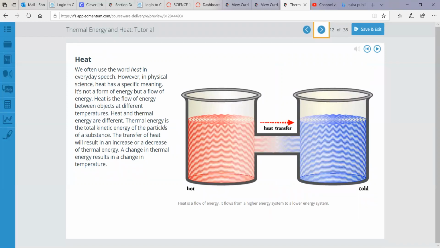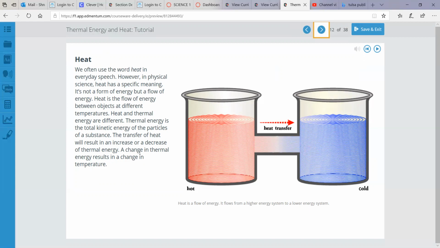And here's another word we use, heat. In physical science, it's much more specific. It's literally the transfer of energy. It's the flow itself. So heat is the flow of energy between objects at different temperatures. So this red hot object over here is transferring energy to this cooler object, and we call that transfer heat.